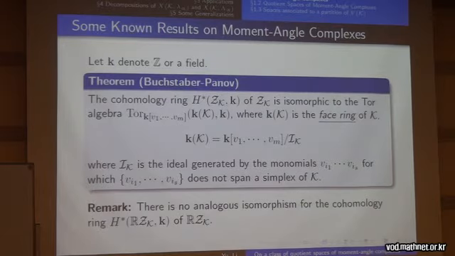there's no such isomorphism for the real moment-angle complex. Isn't there one additively? Yeah, additively it is also true for the real moment-angle complex, but the ring structure doesn't correspond to the ring structure in the Tor algebra.